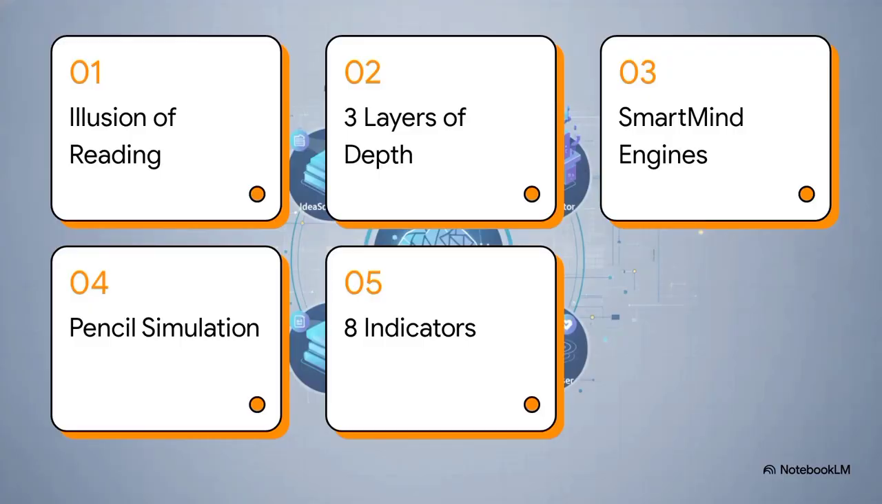So, here is our roadmap for today's explainer. We're going to cover 1. The illusion of reading. 2. The 3 layers of depth. 3. The SmartMind engines. 4. The pencil simulation. And 5. The 8 indicators of understanding.